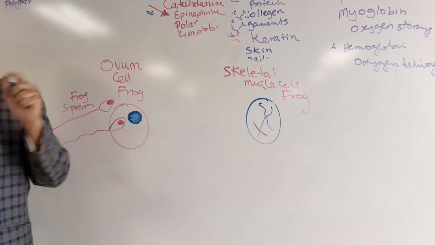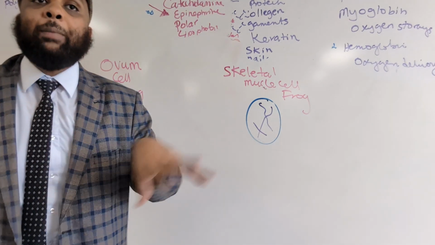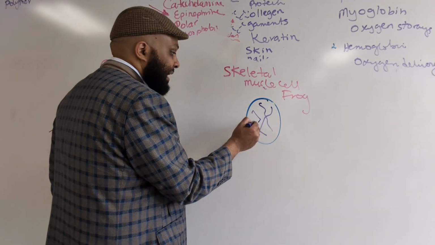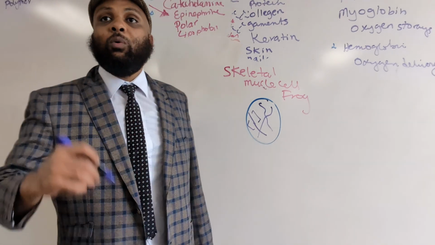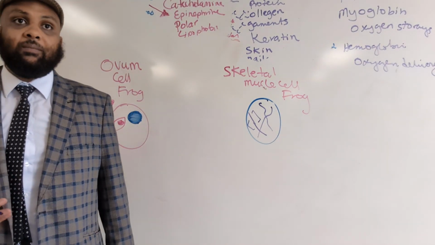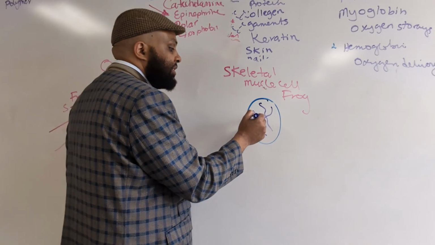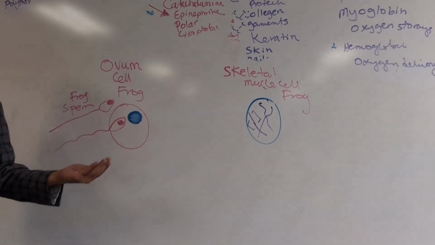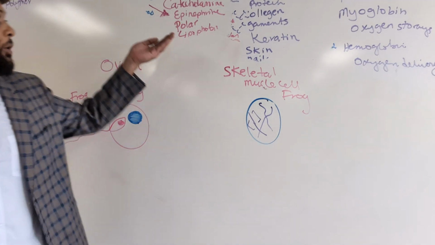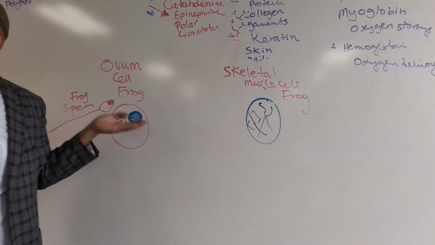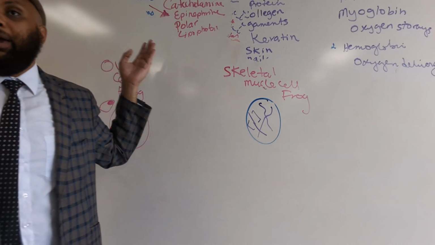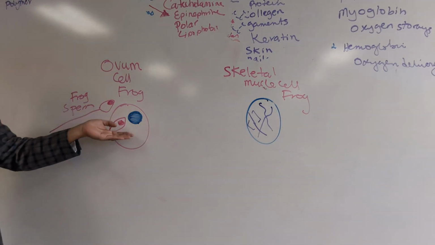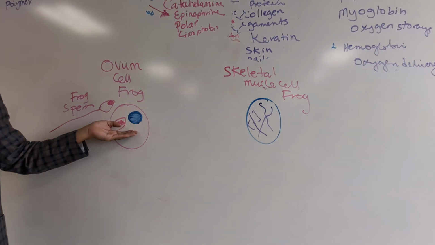So for example, in the skeletal muscle cell, there is an RNA polymerase of the skeletal muscle cell that will only transcribe the regions that will give me skeletal muscle cell proteins. In the ovum, you have an RNA polymerase that will only transcribe a region in the nucleus that will give me the machinery for the ovum. Is that clear?